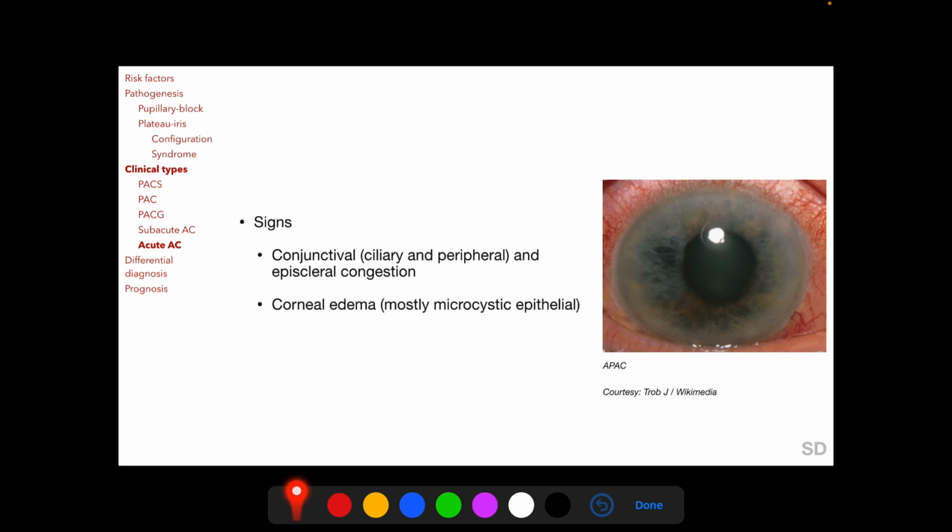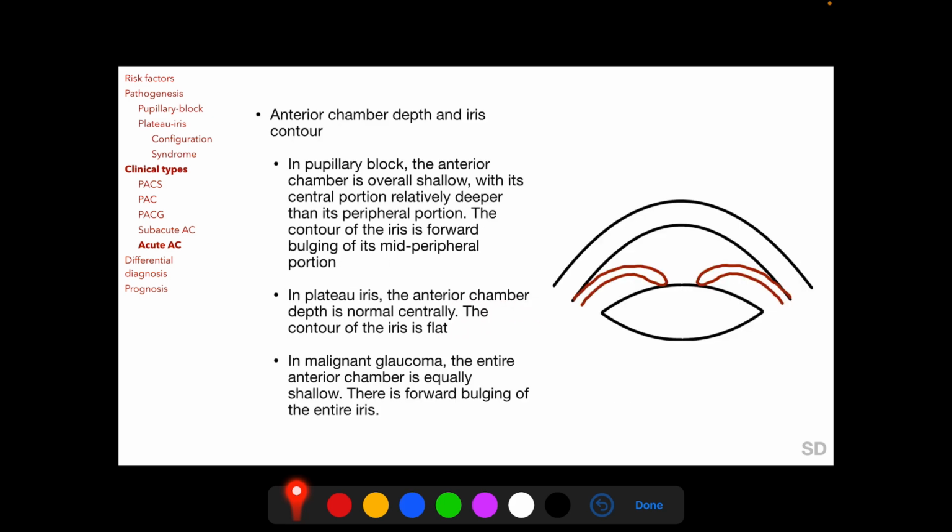Signs during an attack of acute primary angle closure include conjunctival and episcleral congestion, the conjunctival congestion being both ciliary and peripheral, corneal edema, mostly microcystic epithelial edema, and contour of the anterior chamber and iris, which we have already mentioned, but which we will discuss again because it is so very important.